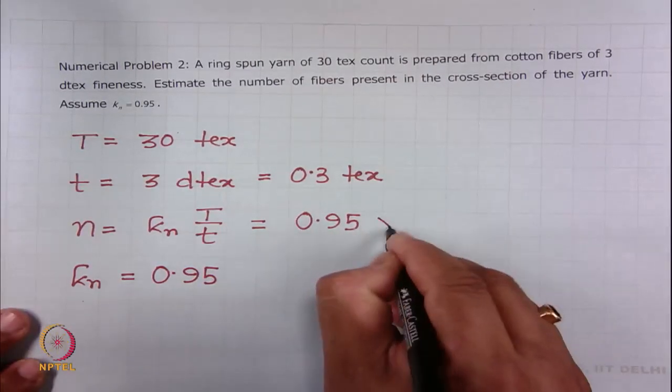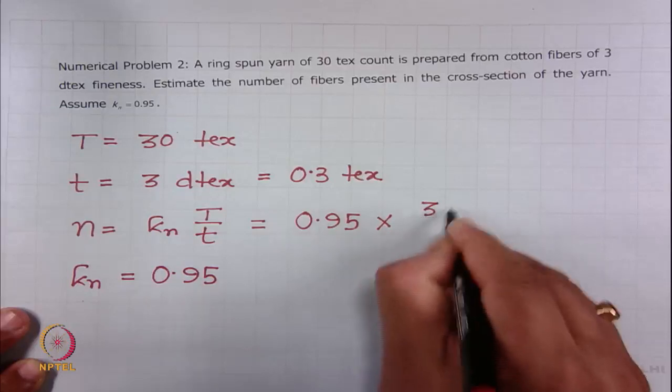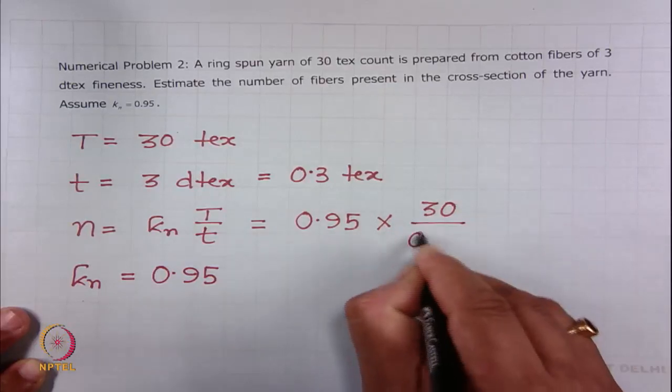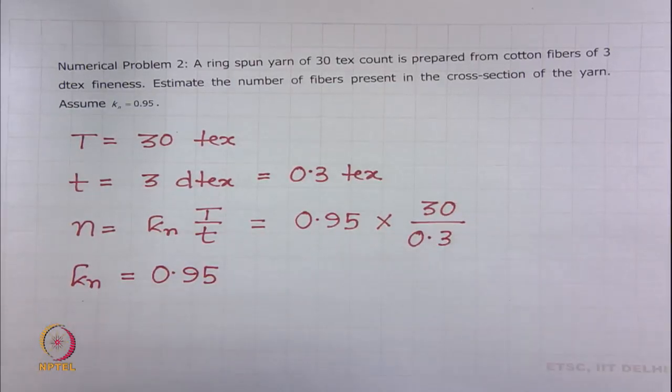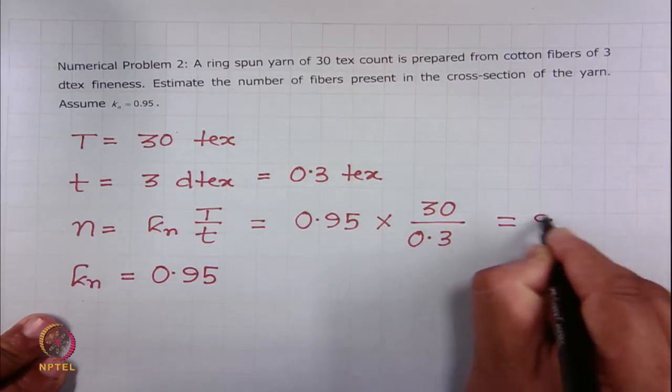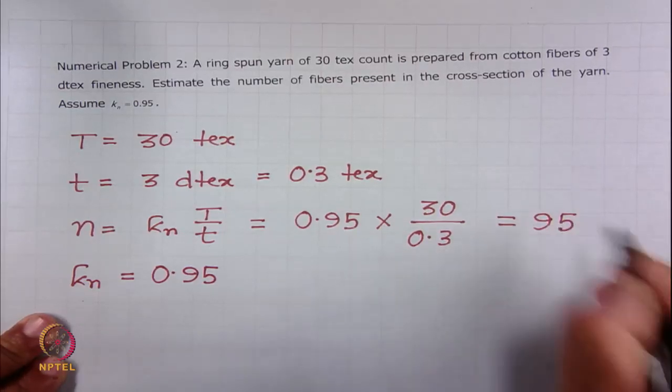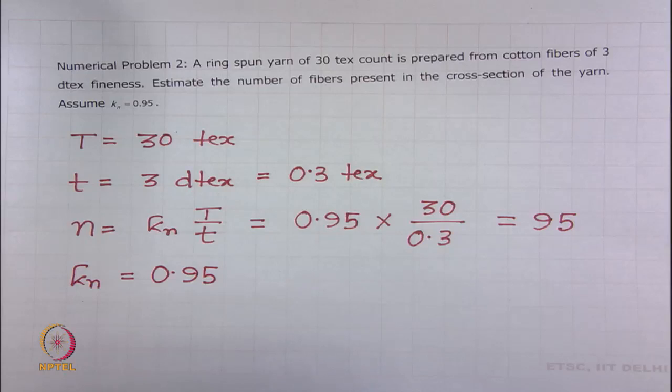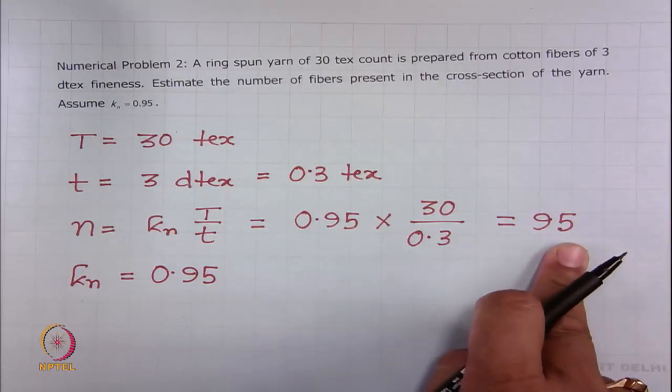and what is capital T? 30 tex, small t 0.3. So, what will be the value? 95. So, this is the correct answer, 95.